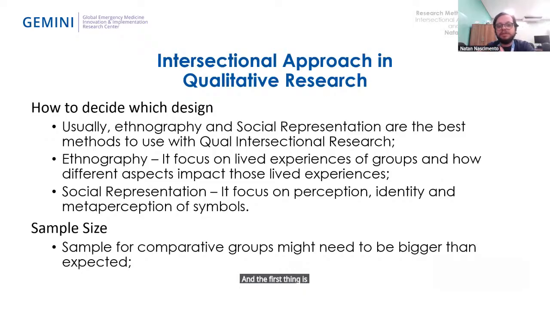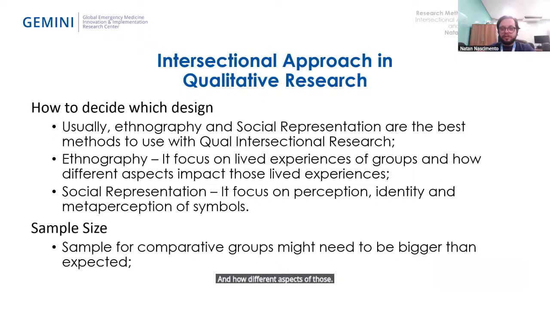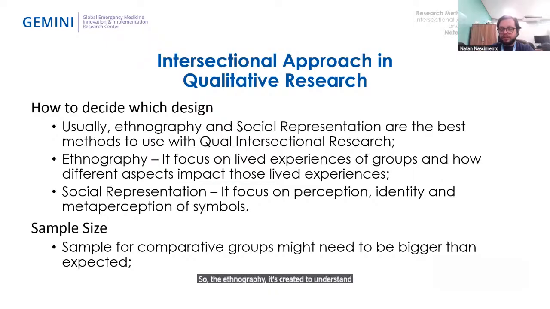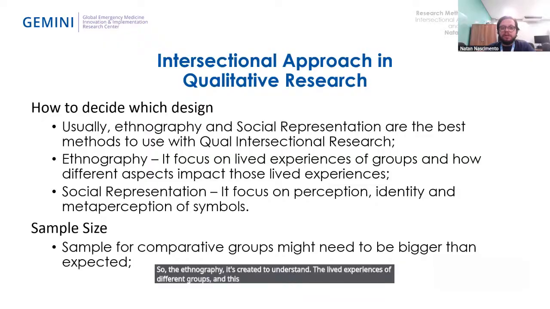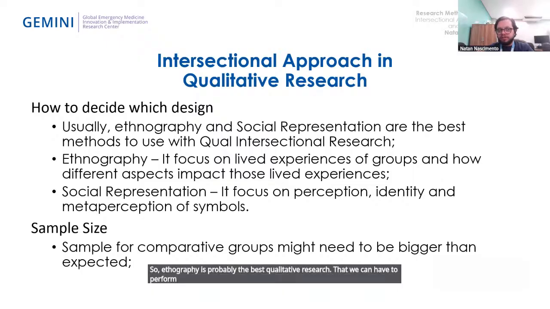And the first thing is how to decide which design we can use to perform a qualitative research with an intersectionality approach. So usually we have two designs that are best for this type of approach, for this type of analysis, that is ethnography and social representation. Ethnography focuses on lived experiences of groups and how different aspects of those lived experiences are shaped by different aspects. So ethnography is created to understand the lived experiences of different groups. And this is basically what intersectionality means. So ethnography is probably the best qualitative research that we can have to perform an intersectional analysis.